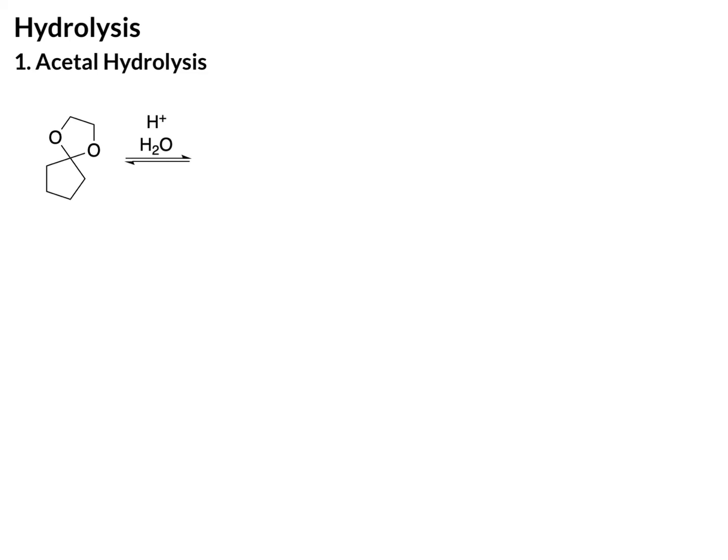Let's start by looking at the acetal hydrolysis. And in this case, I'm using a cyclic acetal. So in terms of just predicting the products, what you can do is identify the acetal carbon. That's the carbon where the two oxygens are attached. And that's where the bonds are going to end up breaking.